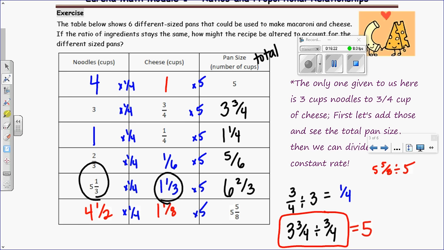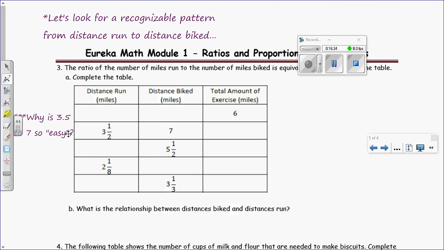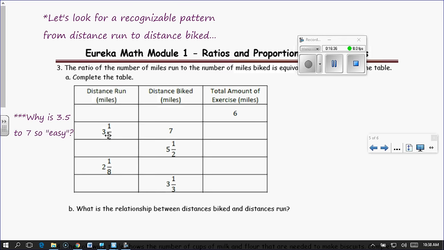Okay, so that one was a lot of work. Now, when you do the independent practice in class, that's okay. You're going to ask as many questions as you want, and we're going to look for easy patterns. So once you have this done, I'm just going to show you a quick preview on these ones. So we're going to be looking for patterns, and there's going to be easier ways to figure out how the numbers relate to each other.